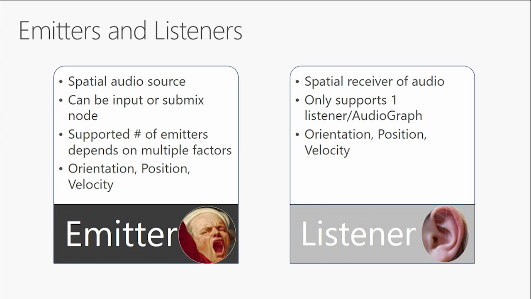A listener is really the receiving object of audio. In AudioGraph 1.1, we only support one listener at the moment. And a listener itself can have an orientation, it can have a position, and it could also travel at a velocity.